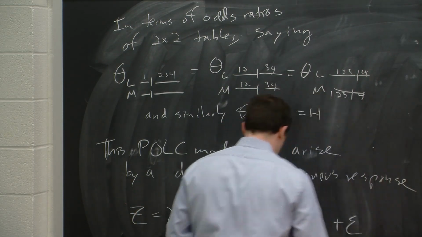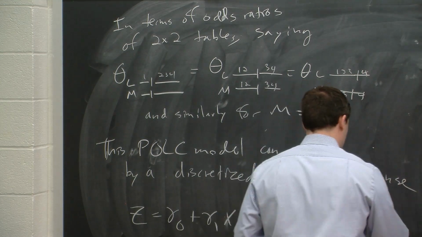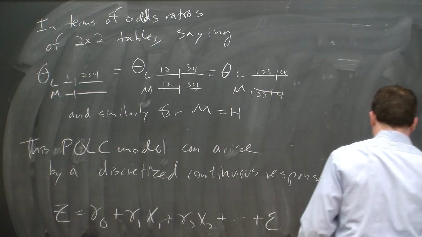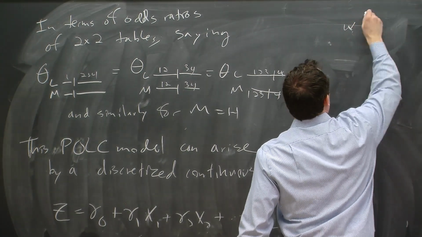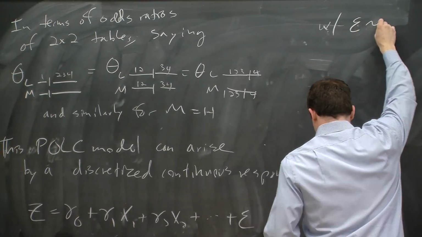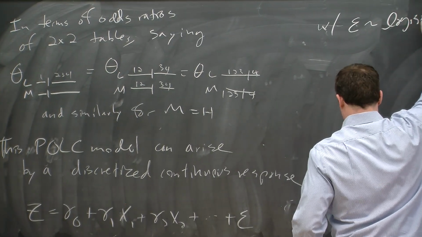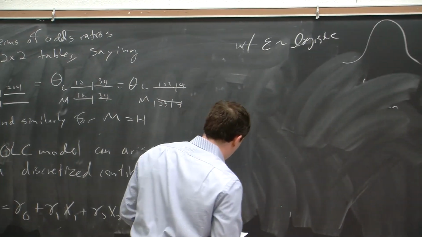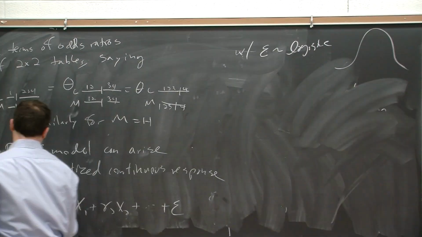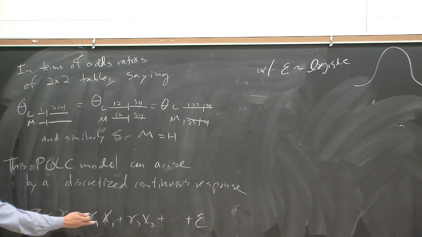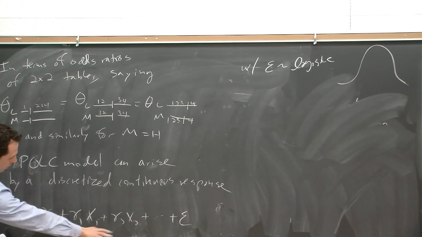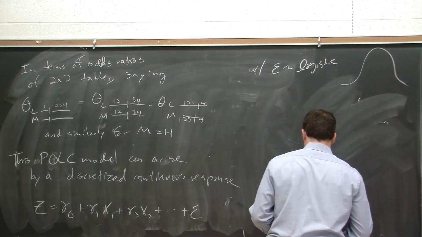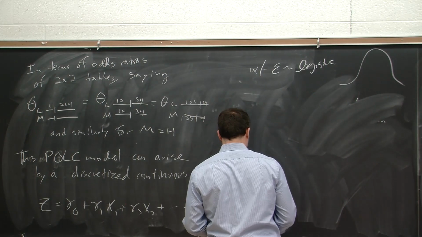and then I have an error term, and this error term is not quite normal, but this other distribution, logistic, it also has like a bell curve. So it's not a normal variate, but it's a continuous variate. And then we've sliced this up into regions by some cut points that don't have to be equally spaced.